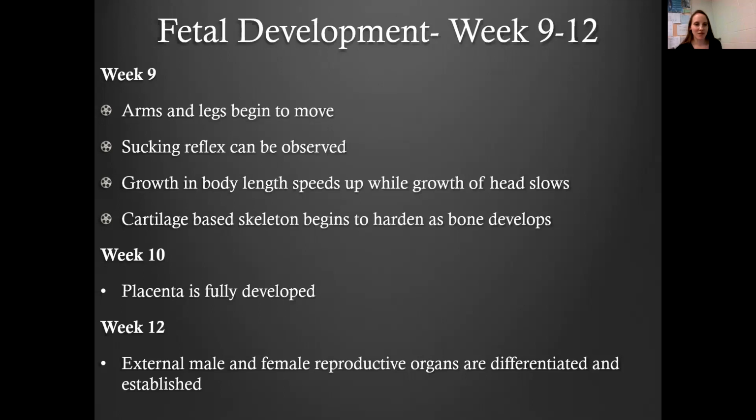And the cartilage skeleton that had developed is going to start to harden into bone. Week 10, we then have the placenta fully developed from the chorion. Nothing much really happens in week 11. Week 12 is when the external male and female genitalia actually differentiate. So we start to be able to identify differences between a penis and a vagina. We can start seeing the penis form, that sort of thing.